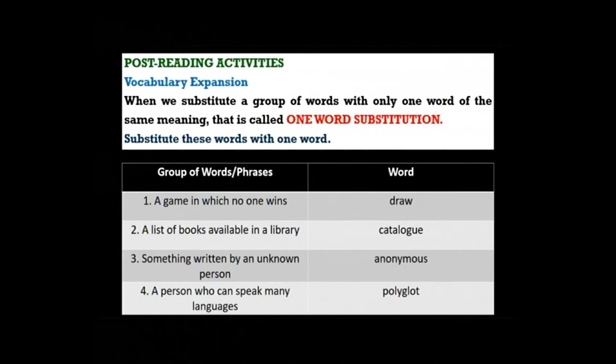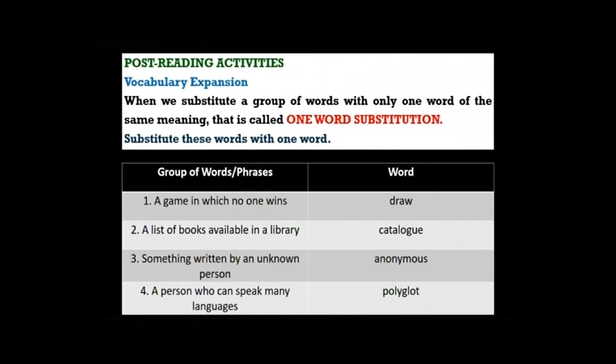Third, something written by an unknown person. You have read recently in this poem? Anonymous. Very good. Next, a person who can speak many languages. A person who speaks more than one language, more than two languages, what is that person called? He is called polyglot. So, students, tell me, are you polyglot or not? Think about it.